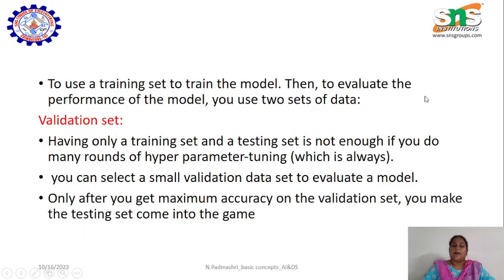Next is validation. The final test is the validation test. As I already mentioned, we check whether this model is working correctly or not. Having only a training set and a testing set is not enough if you do many rounds of parameter testing or parameter tuning. So we select a small validation data set to evaluate the model. Only after you get maximum accuracy in the validation test do we bring the testing set into the picture. This is the validation test.